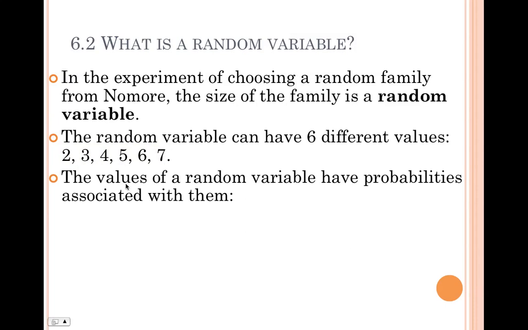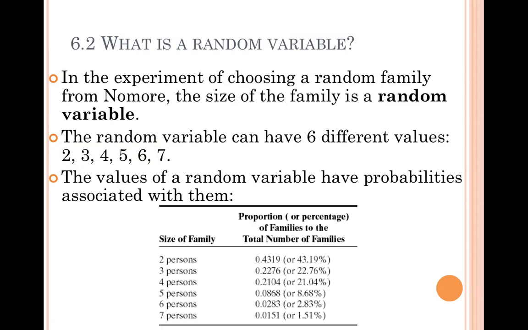The values associated with a random variable have probabilities associated with them. So we have the size of the family, which can take on the values 2 through 7. X can be any value from 2 through 7, and each value for X has an associated probability, the chance of it happening. So the probability that X equals 2 is 43.19%. The probability that X equals 3 is 22.76%, and so forth.